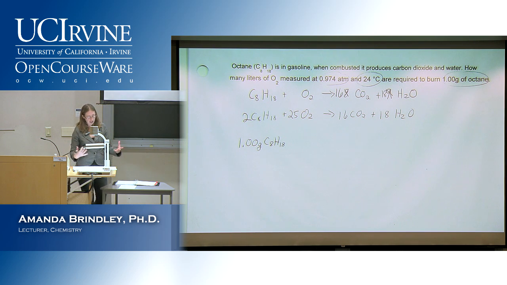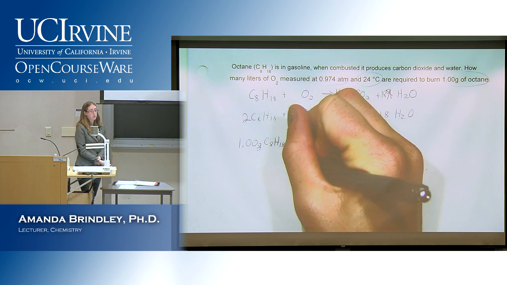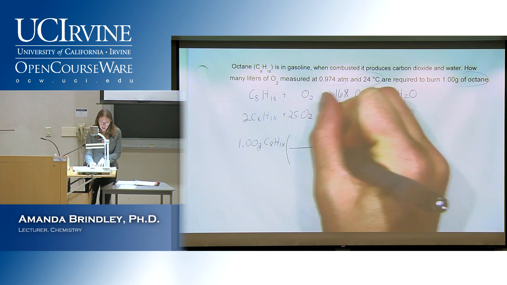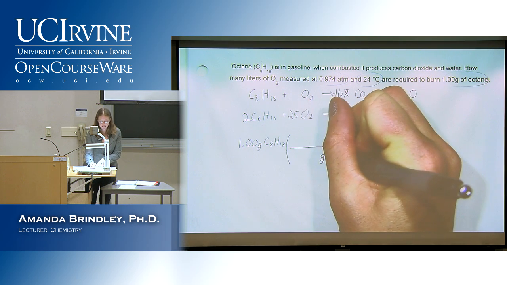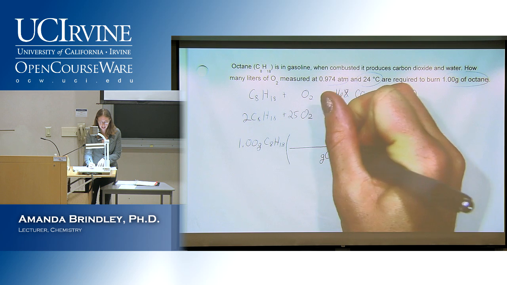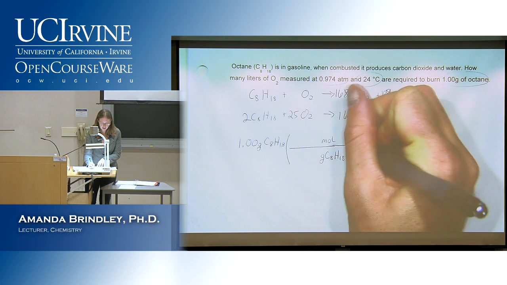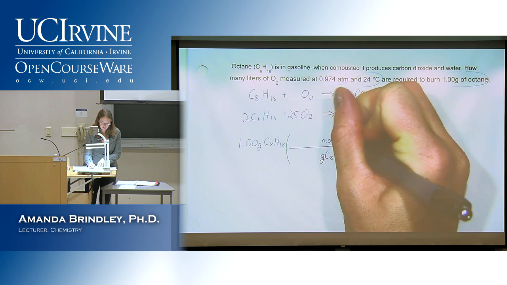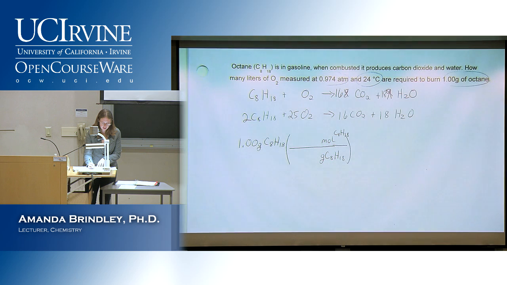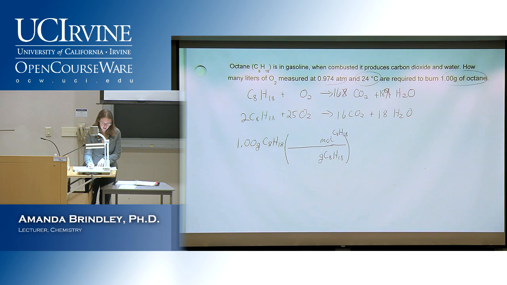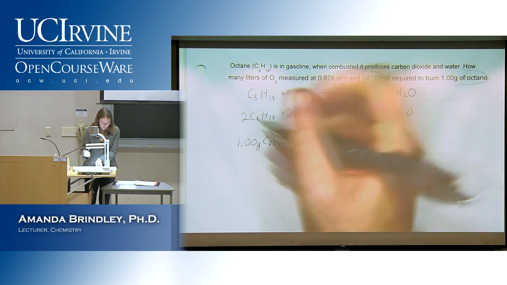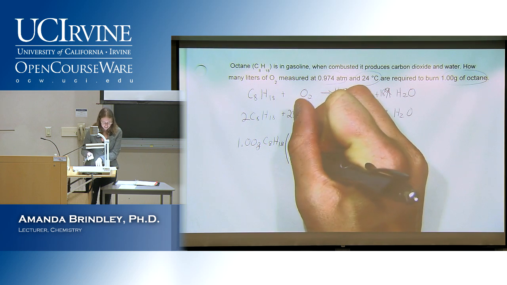And we're going to have to get to something of oxygen. What's probably a good thing to get to of oxygen? Moles. So can we just do grams to moles instantly? We've got to go through the moles of octane. And where do you get this number from? Periodic table.